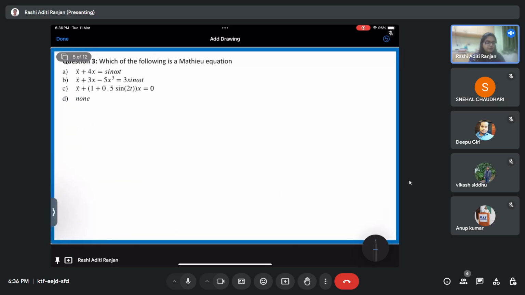Okay, coming on to question number 3. Which of the following is a Mathieu equation? So I've already told you the Mathieu equation is x double dot plus delta 2 epsilon sine of omega t. This is your Mathieu equation.